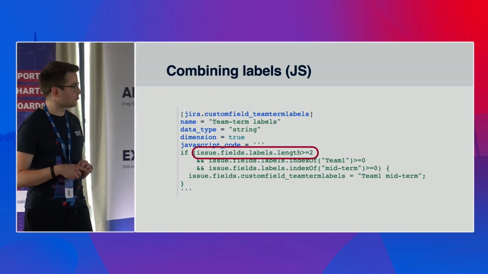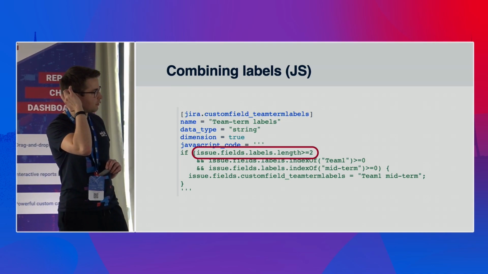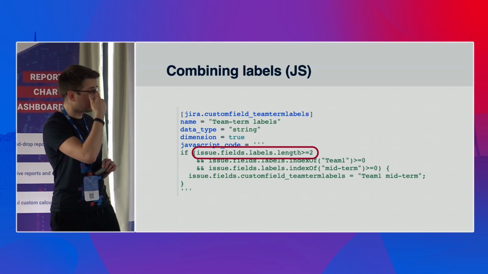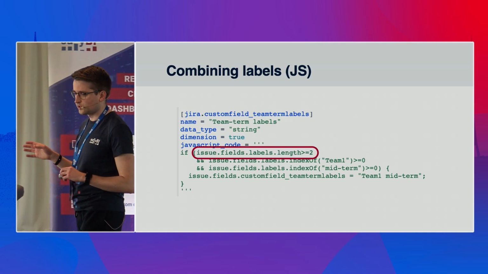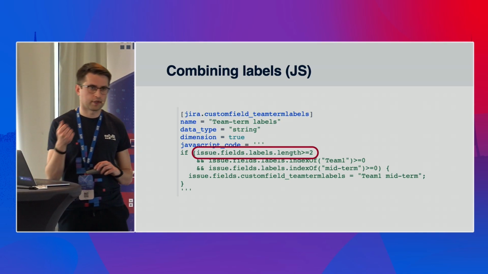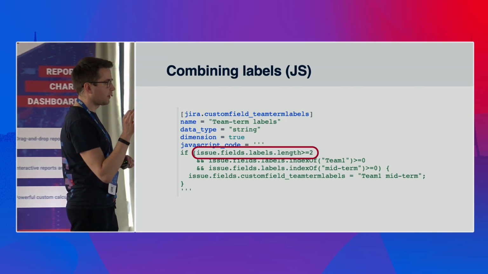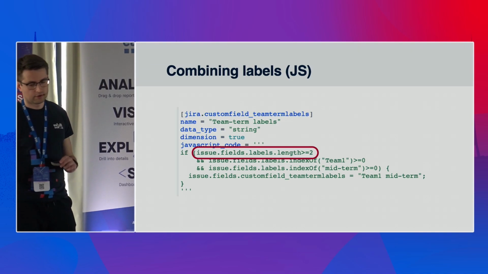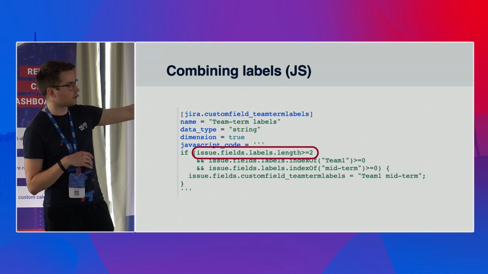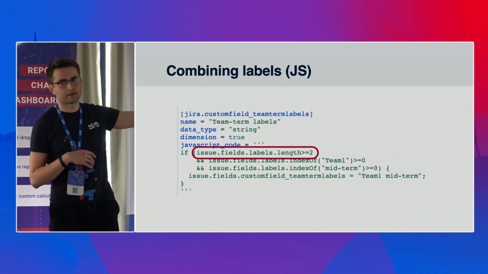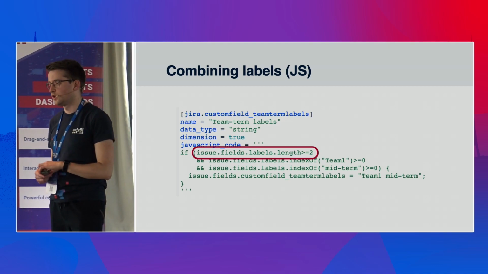Starting off, we'll do a bit of an optimization, and we'll check only those issues that have at least two labels. We're not interested in those issues that don't have labels or that have only one label. If you would like to filter out only issues that have the team1 and midterm labels and nothing else, then you can match it to return issues that have exactly two labels and match these two.